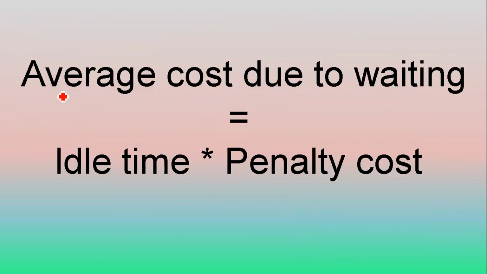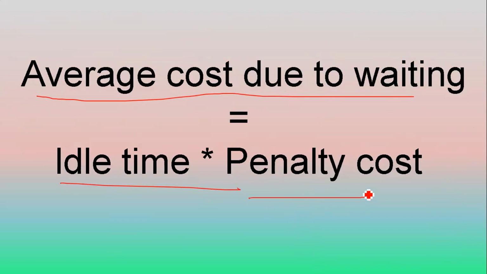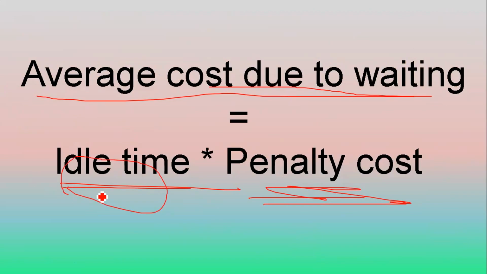After that, one more formula is there: average cost due to waiting is equal to idle time into penalty cost, right? वेटिंग की वजह से जो एवरेज कॉस्ट लगती है वो कितनी रहेगी, पेनल्टी कॉस्ट को मल्टीप्लाई करेंगे आइडियल टाइम के साथ, जितने टाइम जो आइडल रहता है, राइट, अपना काउंटर, उसको पेनल्टी कॉस्ट से मल्टीप्लाई करेंगे. That will be average cost due to waiting. Idle means there is no work being done. आइडल का मतलब होता है नो वर्क एक्चुअली बीइंग डन, राइट.